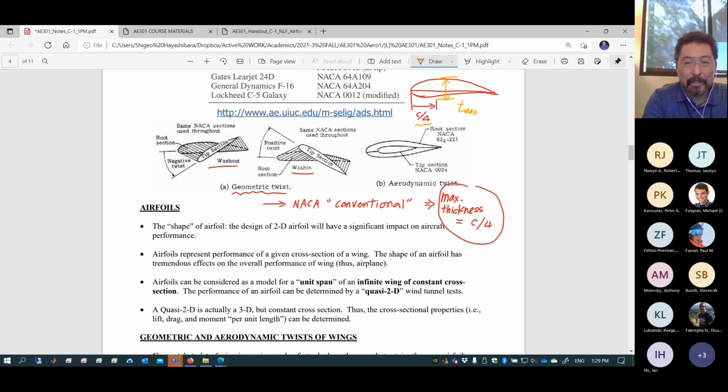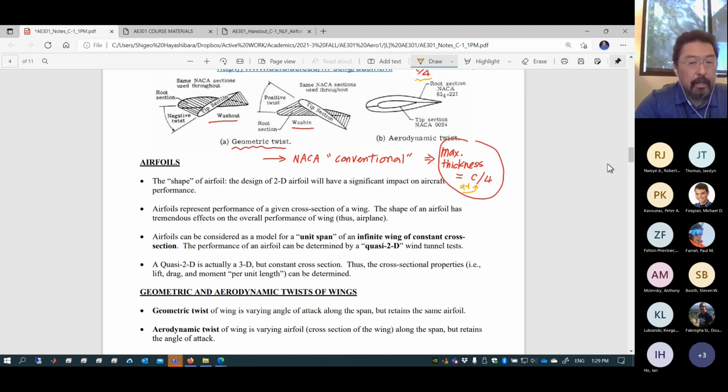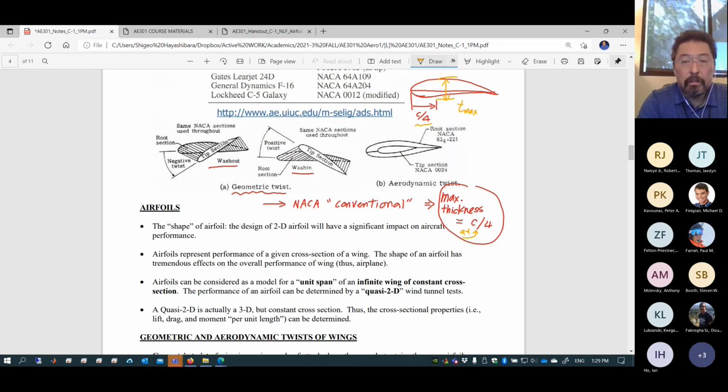But this looks like a regular airplane cross section, isn't it? Like a quarter chord is the maximum thickness point. So that's called conventional. I was confused if you meant it was at the quarter chord. Yeah, let's say at the quarter chord.